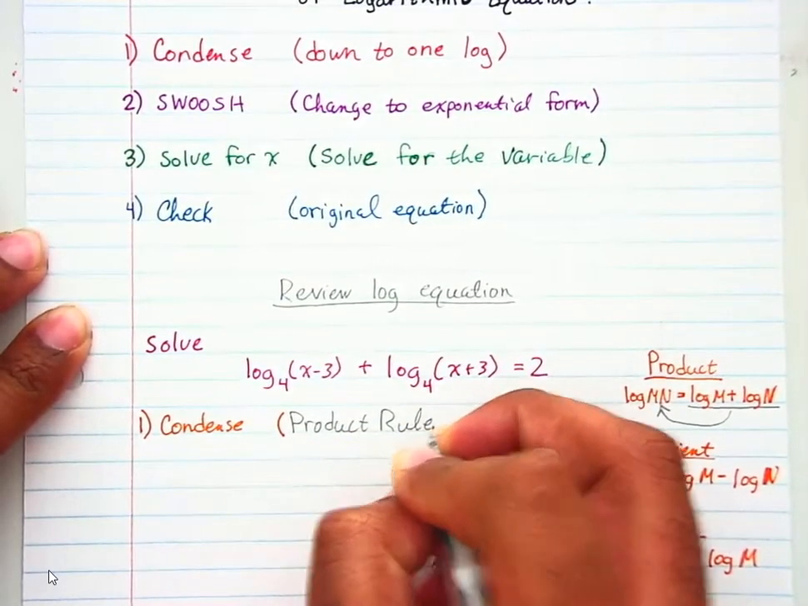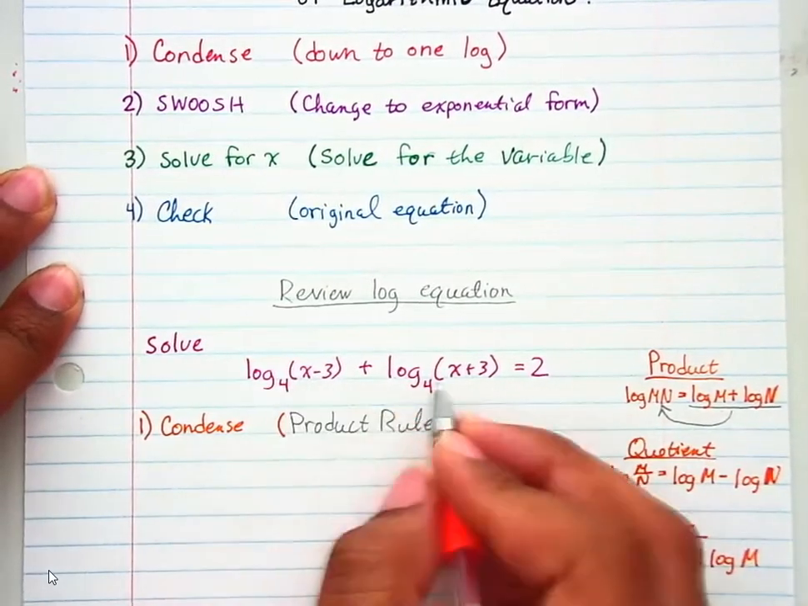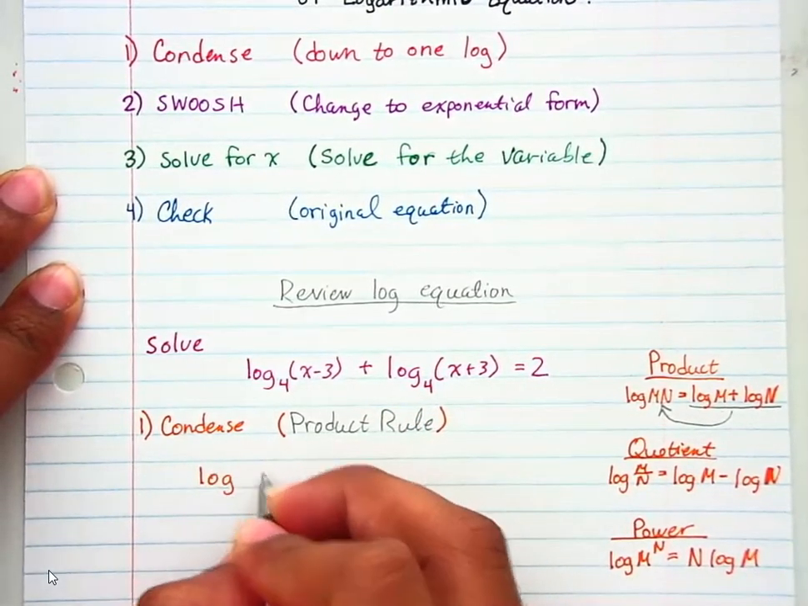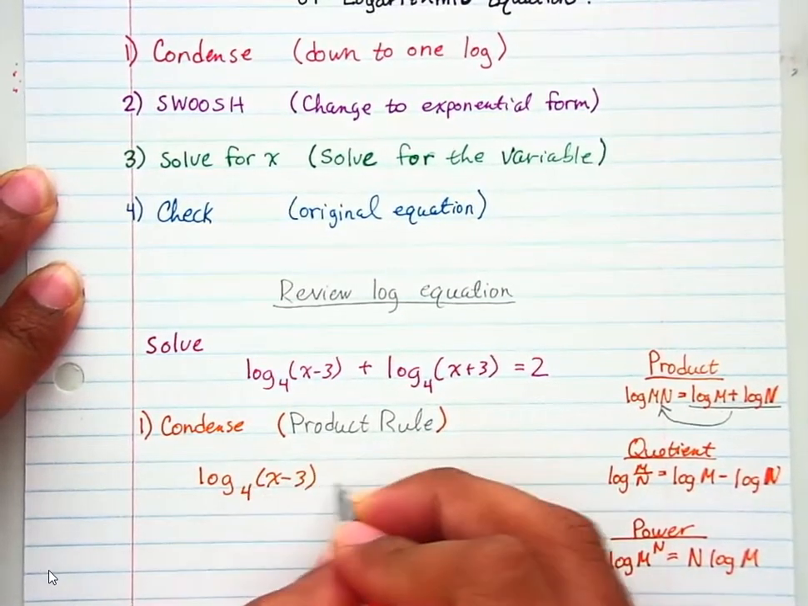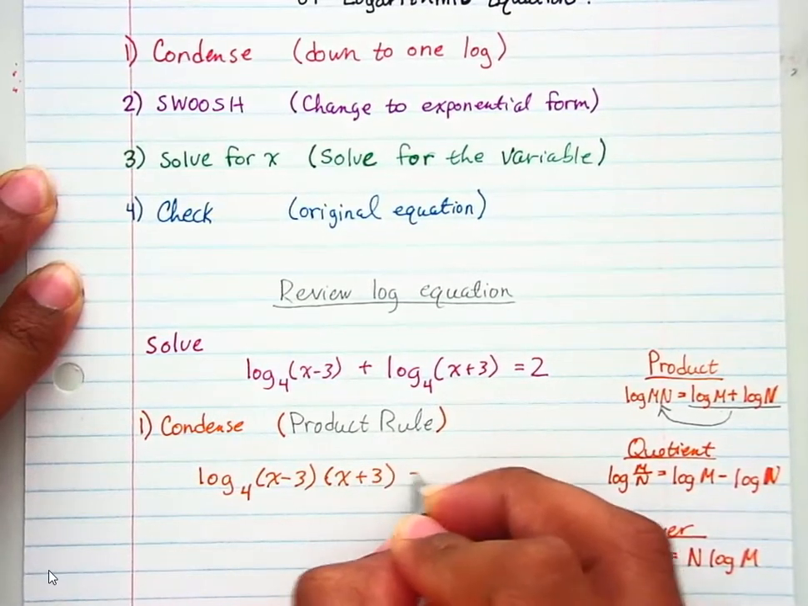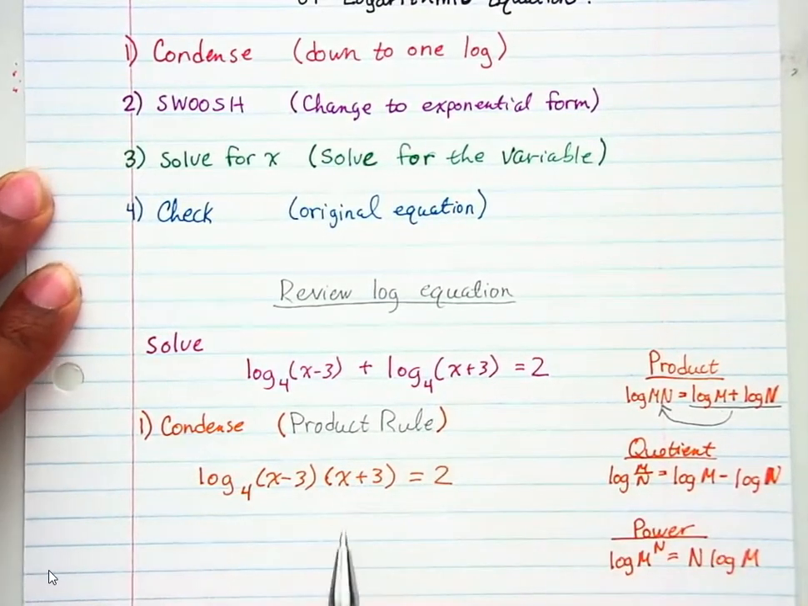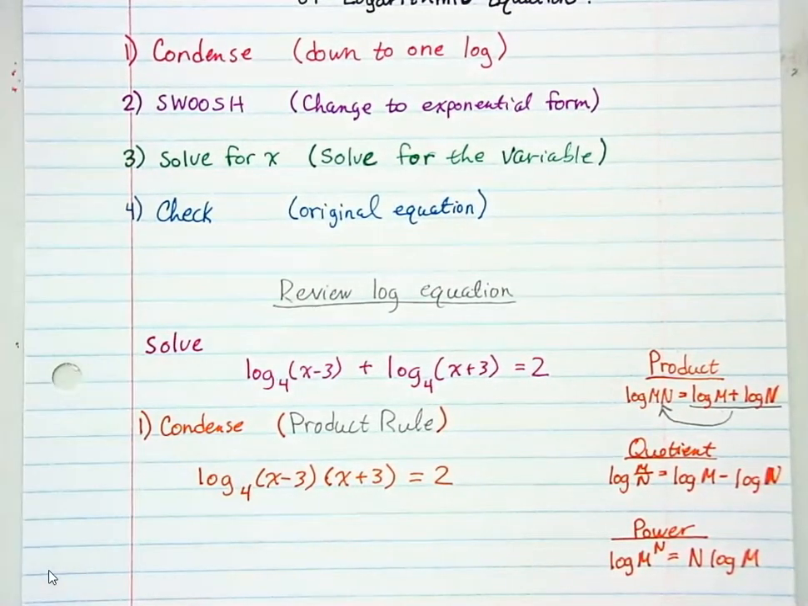So we're going to use the backwards product rule here. So we're going to bring it backwards. So here, condense it down, we get log base 4 of x minus 3 times x plus 3 equals 2. It's log base 4 of (x minus 3)(x plus 3) equals 2. All right, we condense it down.